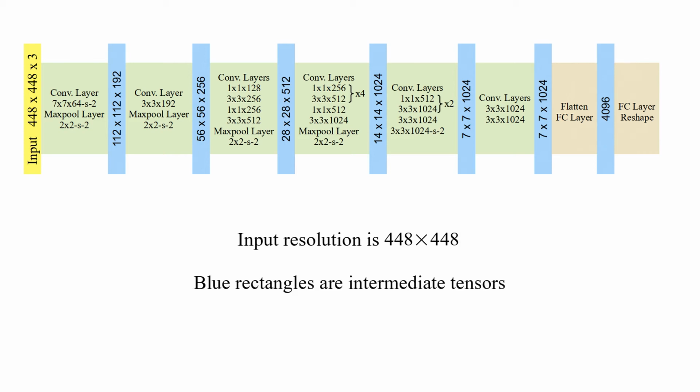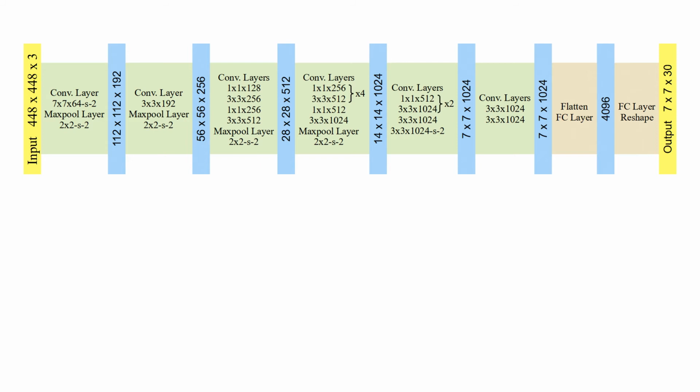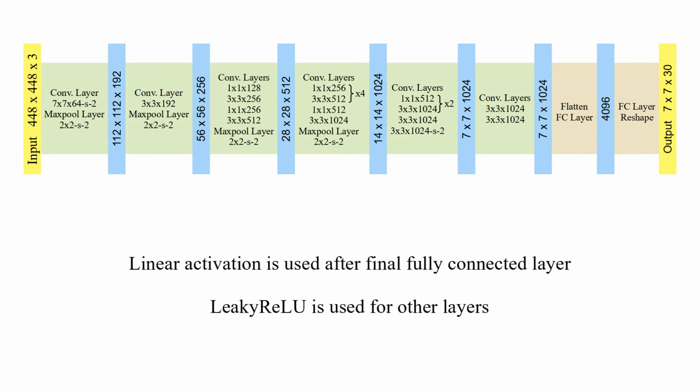Blue rectangles are intermediate tensors. Output size is 7 by 7 by 30 for the Pascal VOC dataset. Linear activation is used after the final fully connected layer. Leaky ReLU is used for other layers.